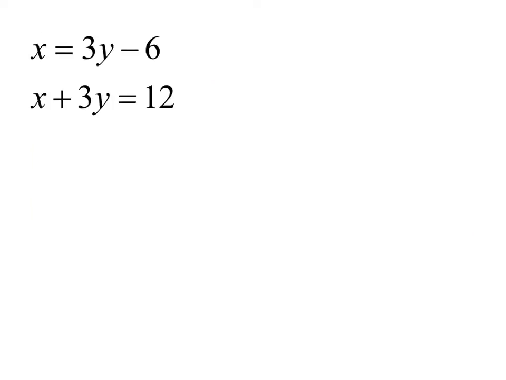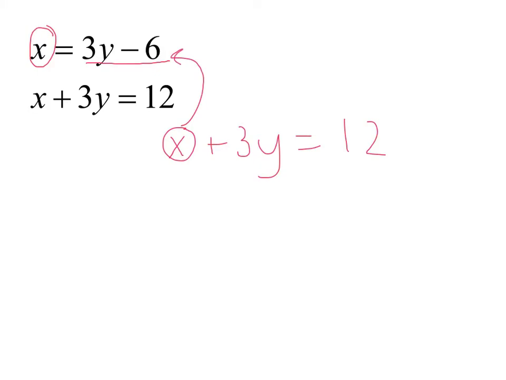So if I look at the first one here, I see that here x is already by itself. Okay, so I have one variable alone. So now I know that x is equal to 3y minus 6. So in my second equation here, instead of this x, I'm going to substitute in 3y minus 6. Okay, so here's what I'm going to change.